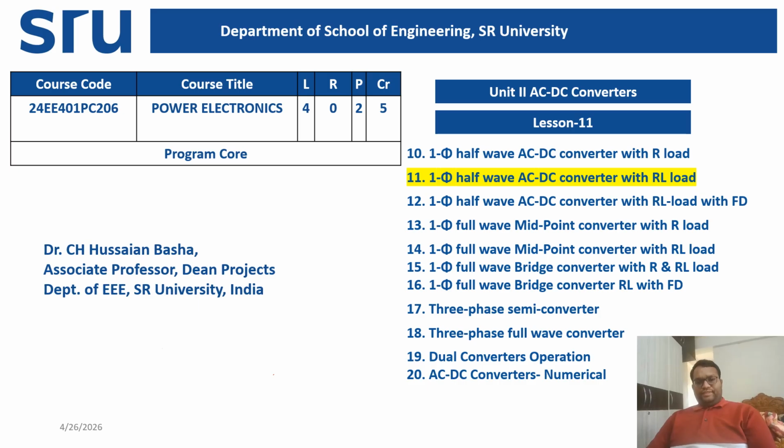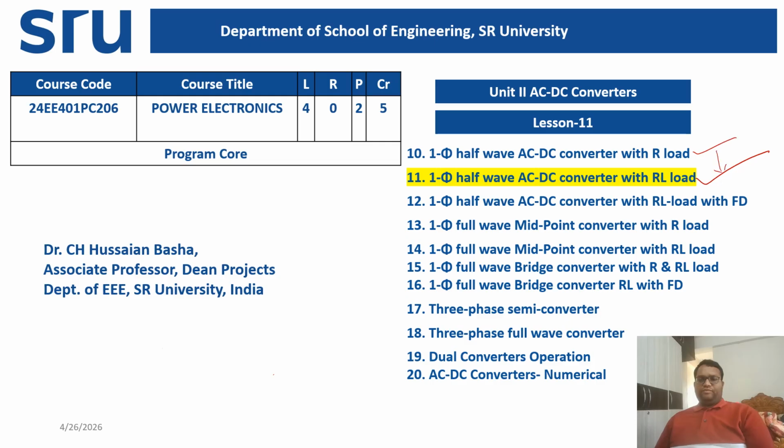Today we are going to see the lecture on single phase half wave AC to DC converter with RL load. In the previous class we discussed the single phase half wave rectifier AC to DC converter with R load. Now in the present class we are going to see the single phase half wave rectifier with RL load. We are going to see the difference. What is the difference between R load and RL load?